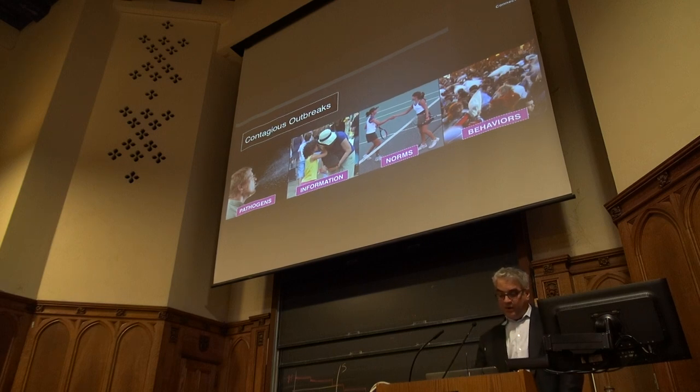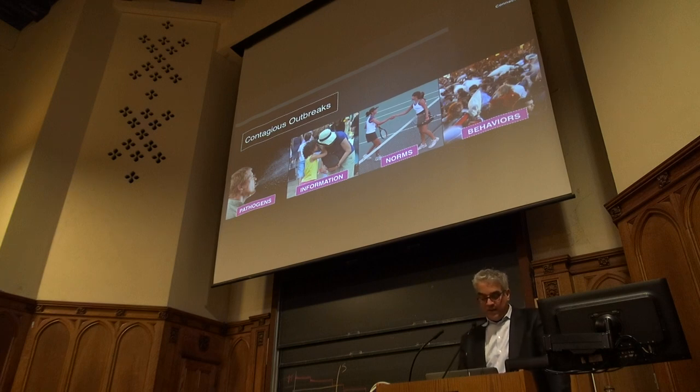And a key thing, as I've already highlighted, is that for this method to be useful, the thing in question must spread interpersonally, at least in part, and not just affect people independently via some kind of broadcast mechanism.